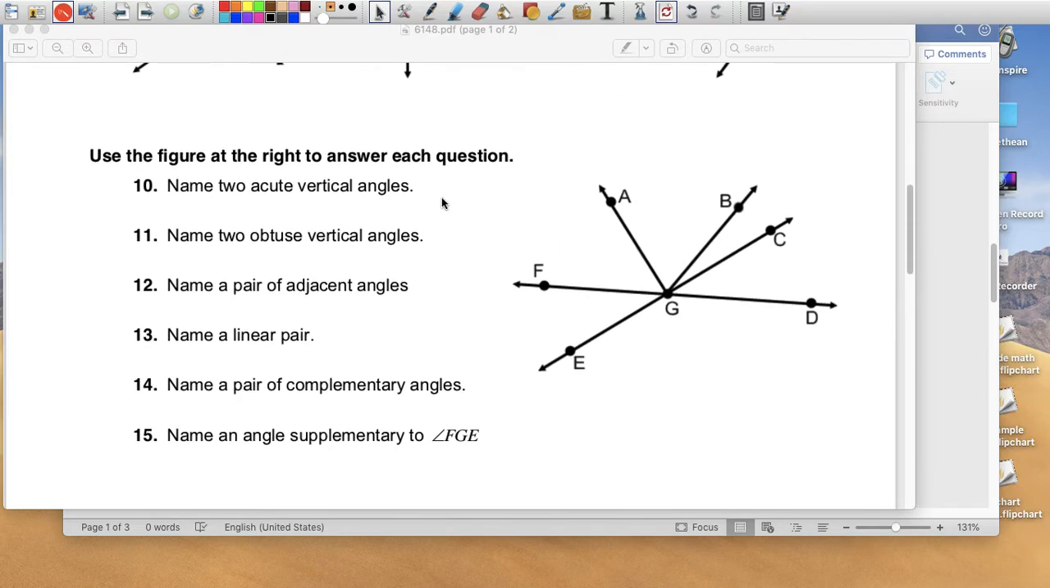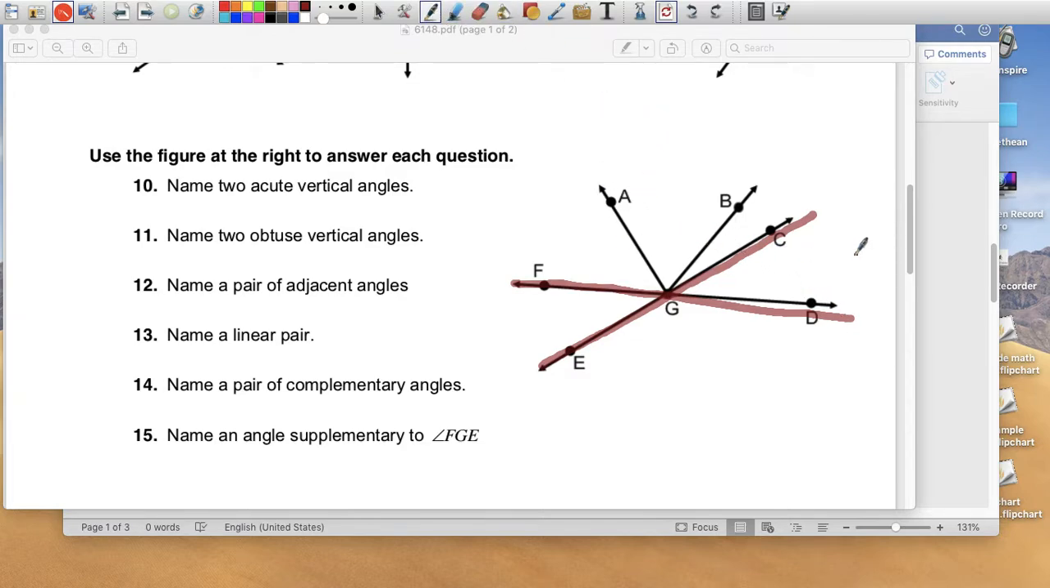And 10. Name 2 acute vertical angles. So vertical angles are two lines that crisscross, right? So this line, remember, two lines that make an X. This line and this line. Right? These two lines make that X, and then we're talking about acute angles.